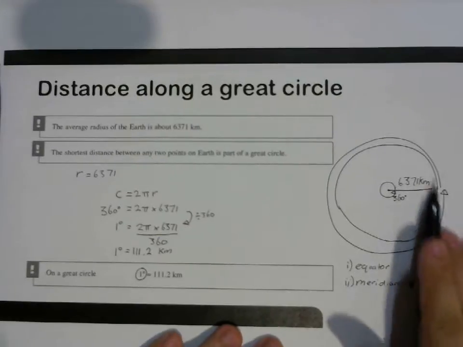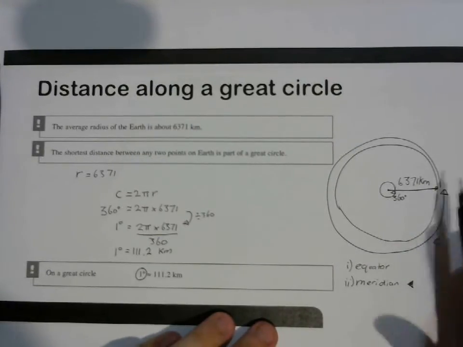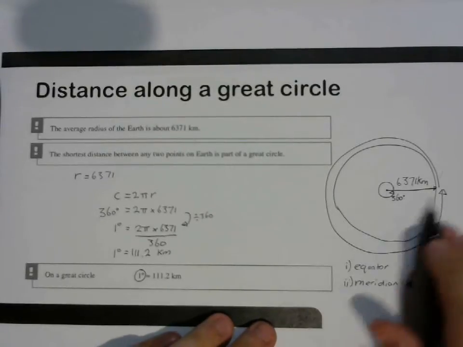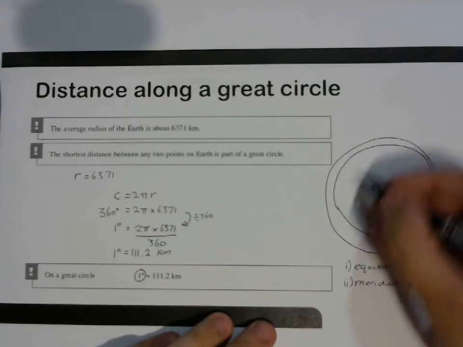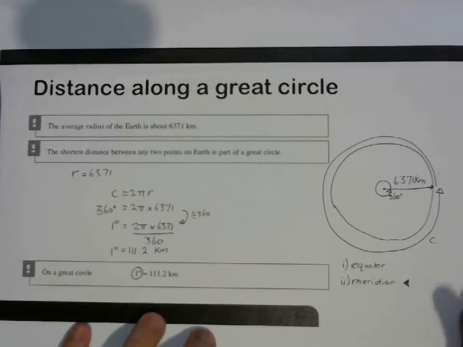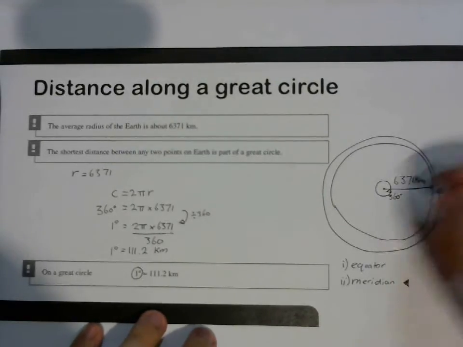These are the largest circles we can make, and the only circles we know that are like this are the equator, which goes right around the middle of the Earth, and the meridians, which go from north to south. So this method will work on any situation with either a meridian or the equator.